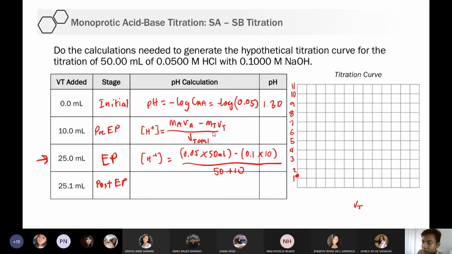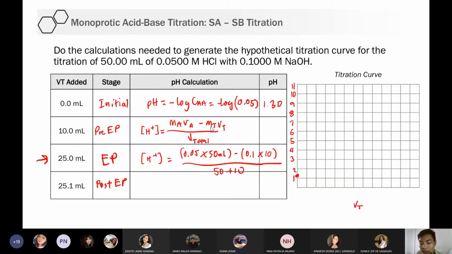May tanong? Again, ano to, sir? Okay, ganito. Sabi ko, at pre-equivalence point, the concentration of acid can be calculated as mole acid minus mole base divided by the total volume. Paano mo kukunin yung mole acid? MAVA. Paano mo kukunin yung mole ng base? MTVT divided by the total volume. Okay? So, ano yung MA? Sabi doon, 0.05. Ayun. Ano yung VA? Volume analyte. Yun, 50 ml. Plug in mo doon.